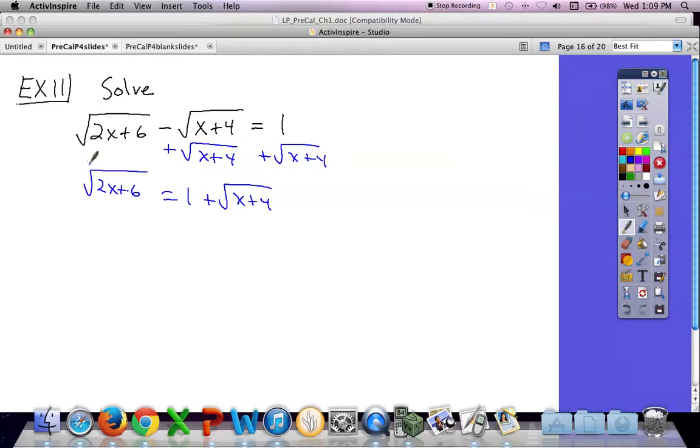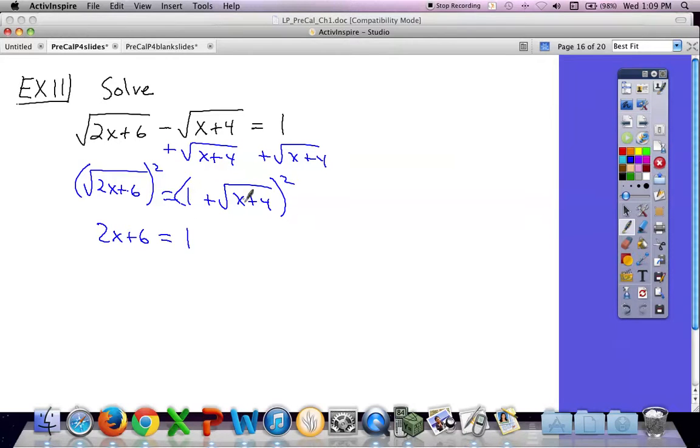Square it. So we're going to square and square. Okay, when you square a square root, all you get is what's left inside. Now, this is a FOIL, right? You have to multiply 1 plus the square root of x plus 4 times 1 plus the square root of x plus 4, which is, if you FOIL it, 1 times 1 is 1.